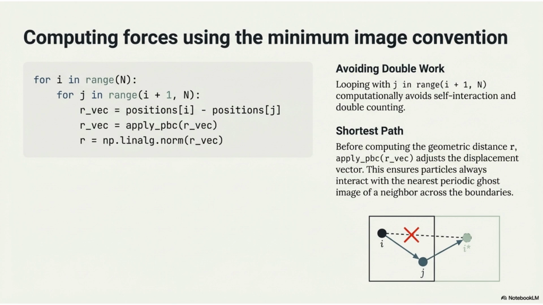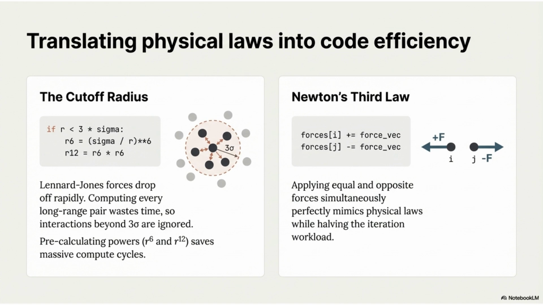When computing forces, we use a nested loop to calculate pair forces. The minimum image convention is applied to the displacement vector before calculating the distance, ensuring interaction with the nearest ghost image across the boundaries. We use code efficiency techniques like the cutoff radius, ignoring long-range interactions beyond 3 sigma, and pre-calculating powers. Additionally, applying Newton's third law allows us to halve the computational workload.